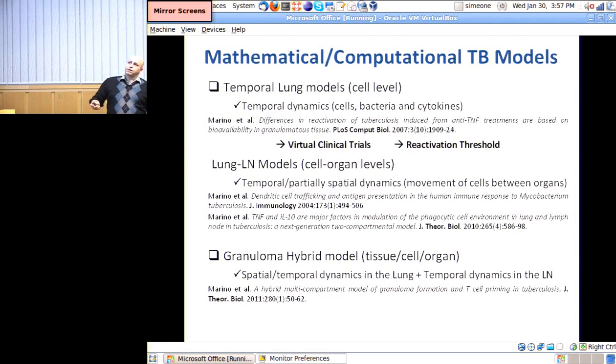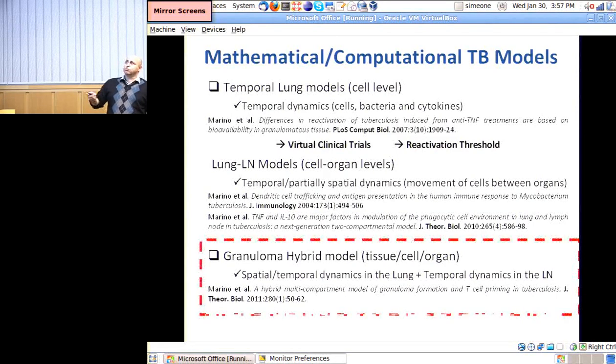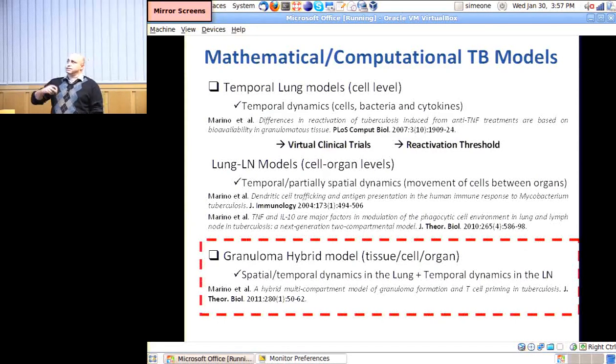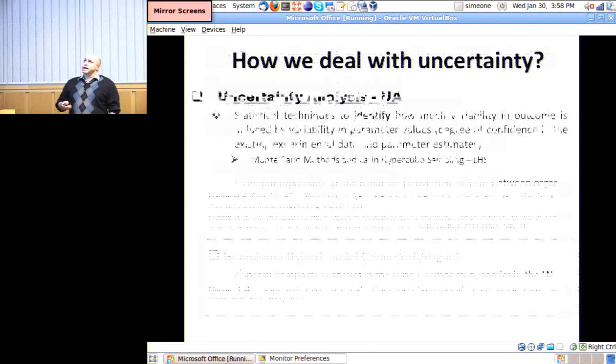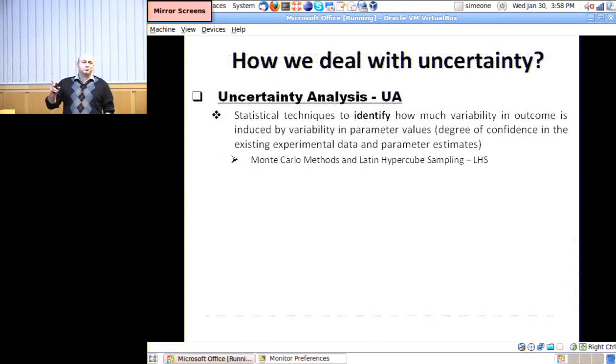We also looked at two-compartmental models, as I showed you at the beginning of the cartoon, where we have the lung and the lymph node, and model trafficking of cells back and forth. The one I'm going to talk about basically merges all this into what we call a granuloma hybrid model, where we have spatial temporal dynamics in the lung and some ODEs in the lymph node. Now, another couple of slides on the methodology, and then I'm going to go into some of the results.